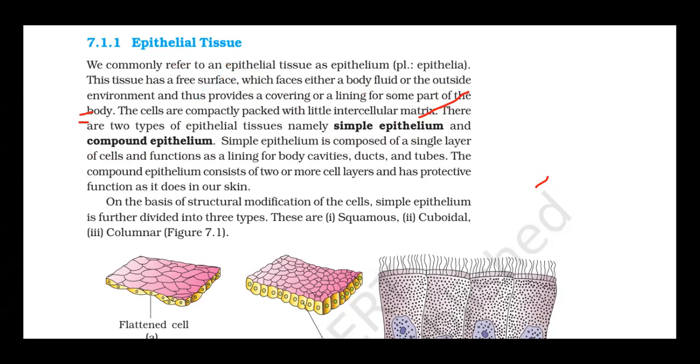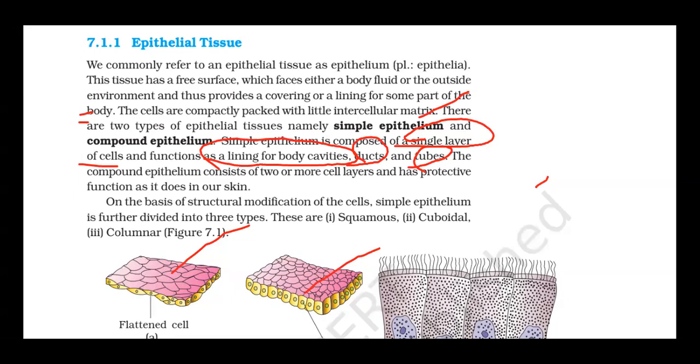It is a single layer of cells. This is the first important point you should note about simple epithelium: they are single layer cells. Look at this. These are all single layer epithelium; they are simple epithelium. And what is the function of the simple epithelium? They form a lining for body cavities, ducts, and tubes. You should note these three points. As for its functions, they form a lining for body cavities and they also form a lining in the ducts and tubes.